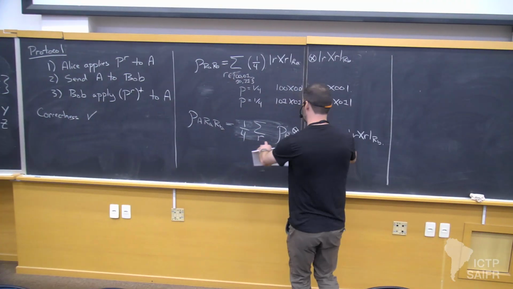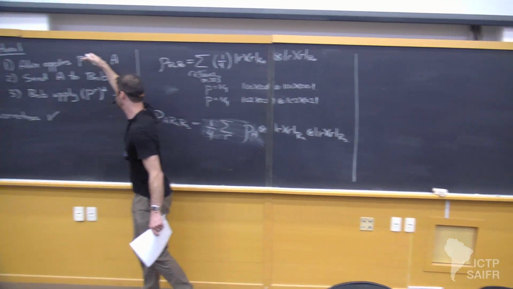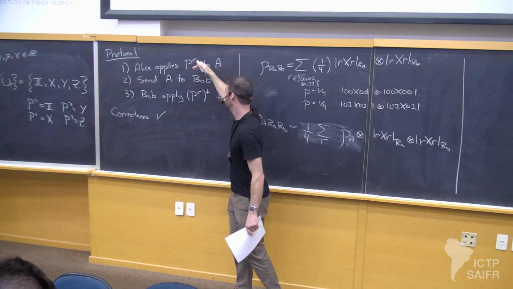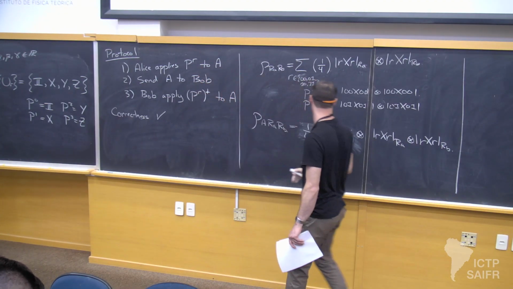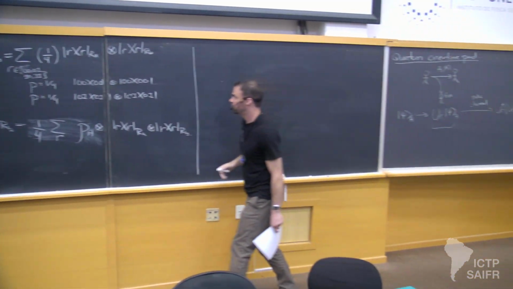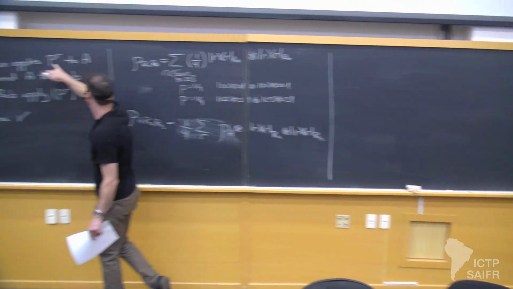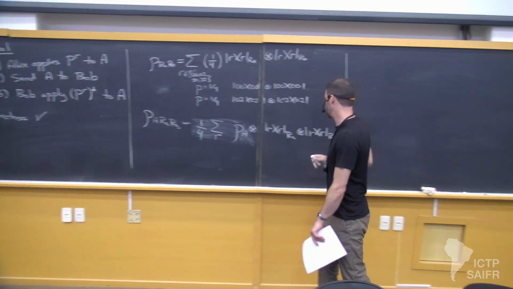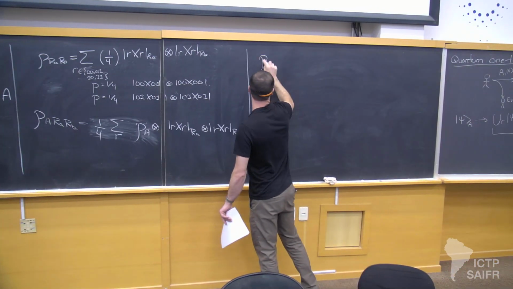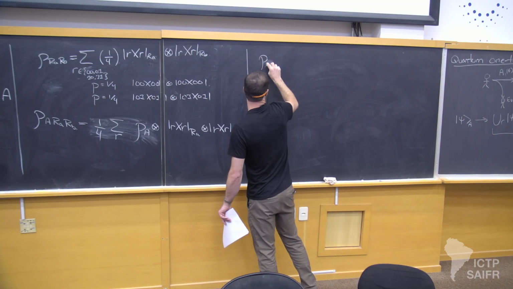Okay, so this is our setup. Now we're going to start doing the protocol and following what happens to our state as we execute each step of the protocol. Okay. So the first step is we're supposed to apply the Rth Pauli matrix. So that will transform me to the following state.